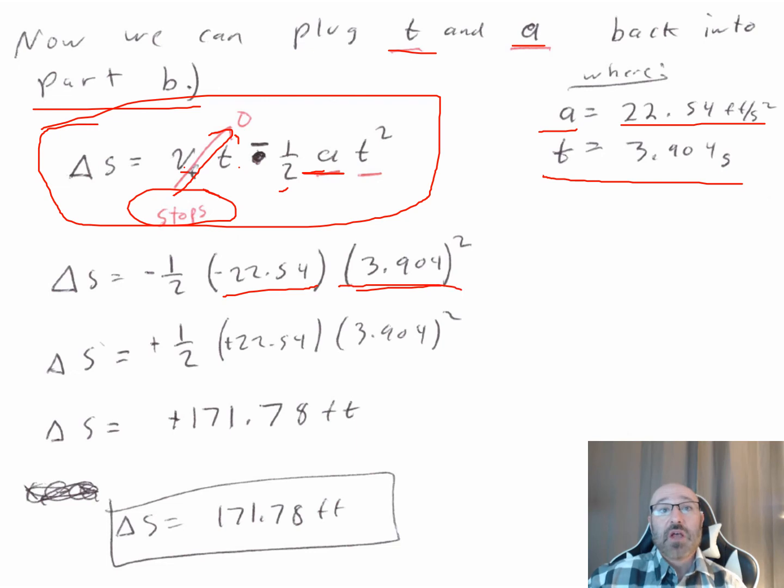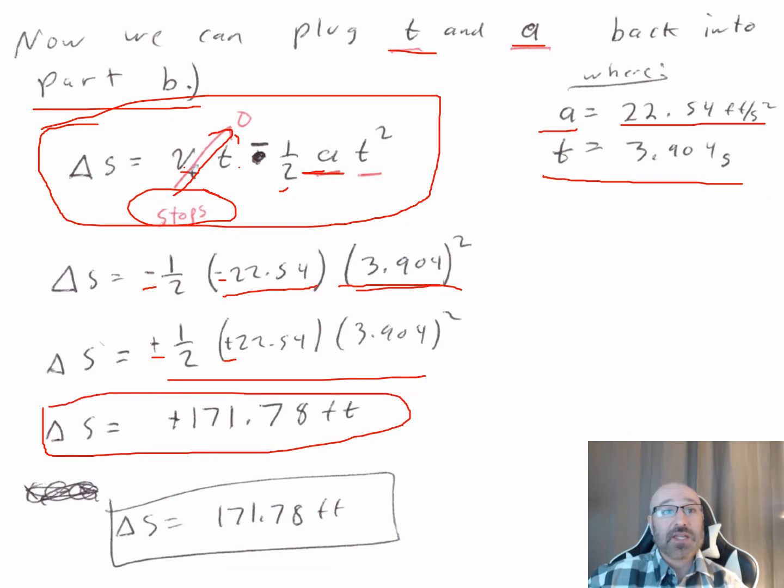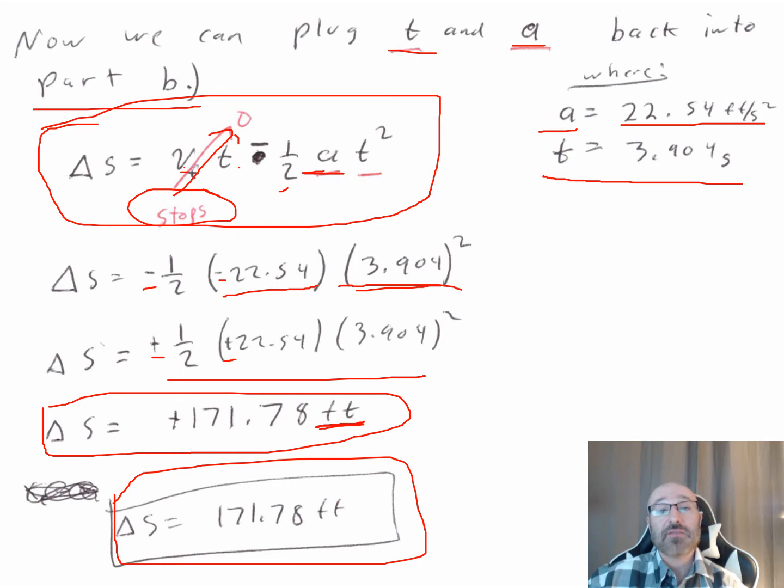So my time is 3.904 quantity squared right there. So I can see as I move forward through this here, my negative and my negative cancel out and both become positives right there. Do my math out right here, and I end up with a delta S, or my distance here, of positive 171.78 units of feet when I do out my unit analysis, which does check. So therefore, delta S is equal to 171.78 feet.